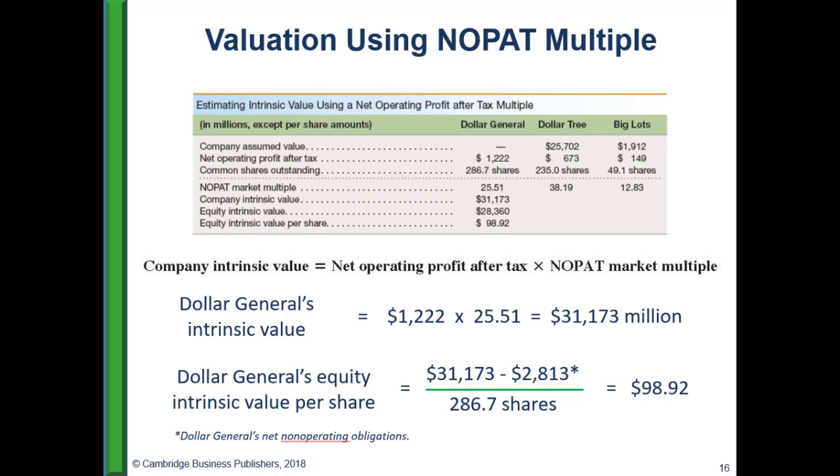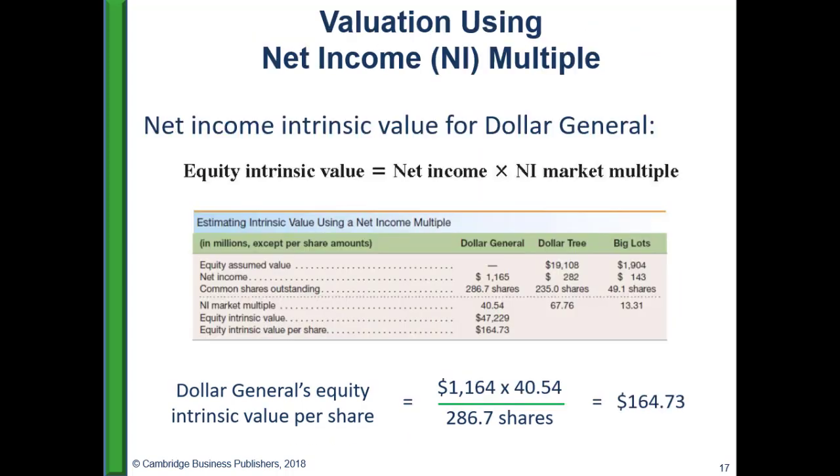And again, I'm not sure I mentioned this before, the reason why you're going to subtract NNO is because NOPAT gives you valuation of the entire company. But there's still some debt there. So when you buy the stock, the debt is still there. So you have to take the value of the whole company based on NOPAT and subtract the debt first. It's just a little theoretical thing, but it makes a big difference. So that would give you intrinsic value per share of $98.92.